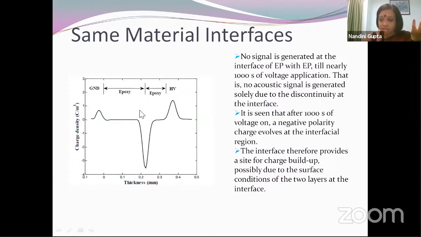Because this is something that takes considerable time to build up, we are sure that this is interfacial charge. And this interfacial charge has built up because of the interface between epoxy. Now, this is a little puzzling because epoxy on both sides of the interface would have the same conductivities and the same permittivities. Why do we still have interface charge? This interface charge therefore probably builds up because of the surface conditions of the two layers at the interface.